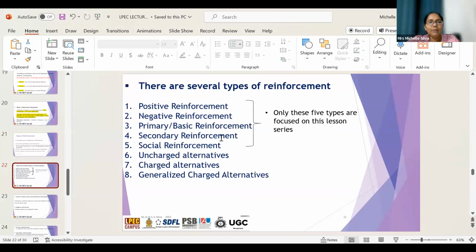Positive, negative, primary, secondary, social, uncharged, charged, likewise. But in this lesson, we are only focusing on these five types of reinforcement: positive, negative, primary, secondary, and social reinforcement. We are not focusing on the others.